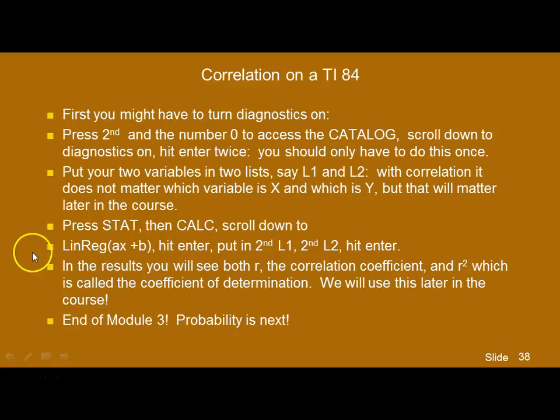and then the calculator wants to know where the two variables are. So if you put your data in L1 and L2, hit the second level button and the number 1 to get to L1, hit the second level button and the number 2 to get to L2. Don't forget a comma between them. Hit enter. There'll be some other results there that you don't need to worry about for right now, but you'll see something called R, which is the correlation coefficient that we just calculated. You'll also see the square of R, which is something called the coefficient of determination, which we will get to in a later module.